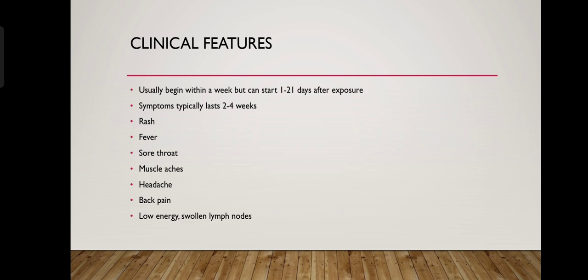Common symptoms are rash, fever, sore throat, headache, muscle aches, body pain, low energy, and swollen lymph nodes. Typically, the fever, muscle ache, and sore throat appear first, and then the rash appears on the face and spreads all over the body, extending to the palms and soles, and evolves over 2 to 4 weeks in stages: macules, papules, vesicles, pustules. The lesions dip in the middle before crusting over and then fall off.